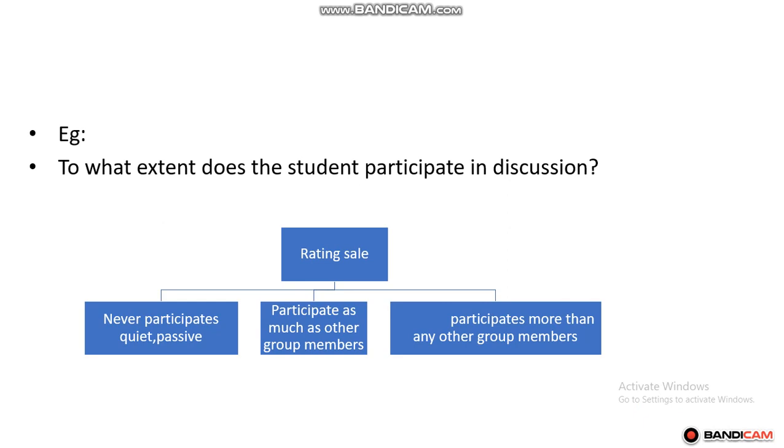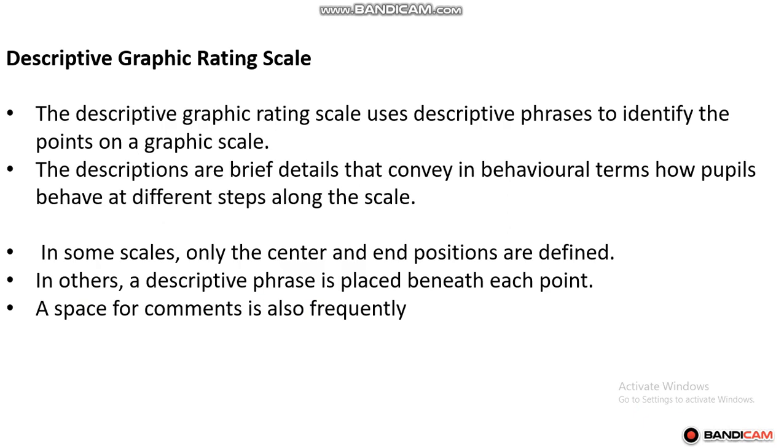So accordingly the participant can tick it. Participates as much as other group members. Participates more than any other group members. So in that way options are given, and more clarity is there for the answer. So that is called a descriptive graphic rating scale.